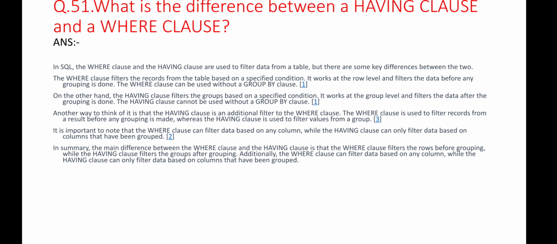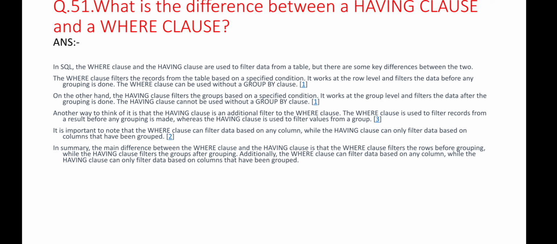In SQL, the where clause and the having clause are used to filter data from a table, but there are some key differences between the two. The where clause filters the records from the table based on a specified condition. It works at the row level and filters the data before grouping is done. The where clause can be used without a group by clause.